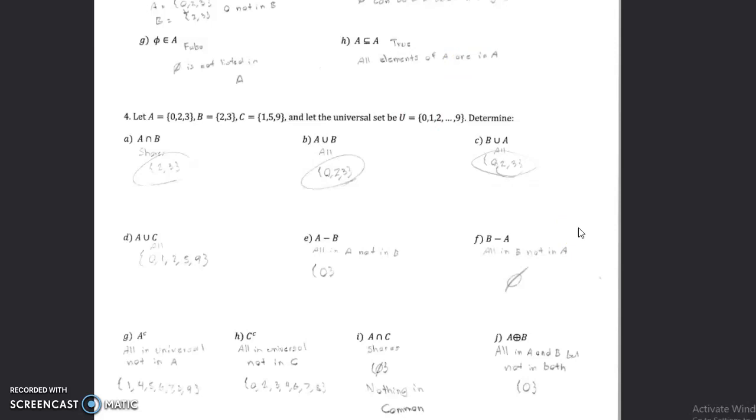For J, this is a little bit of a different notation. It's a circle with a plus sign in it. It's basically just asking for everything that's in A and B, but not in both. It's like an intersect with extra steps. So we can see that they both have 2 and 3, so we can't list those. But A has 0 and B doesn't have 0. So we have all the elements that aren't in both. It's going to be 0.